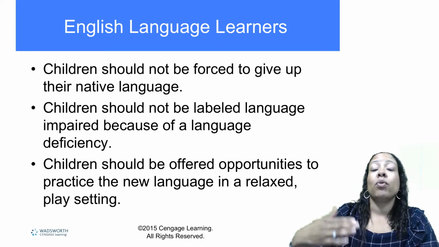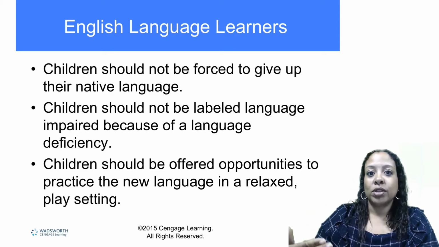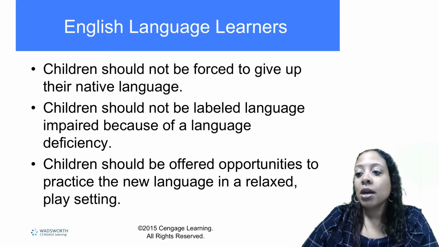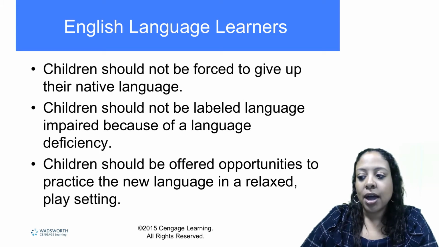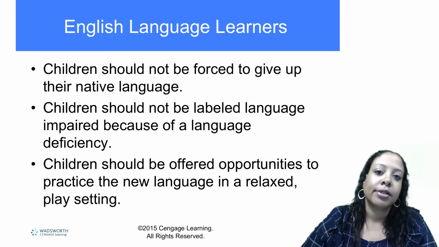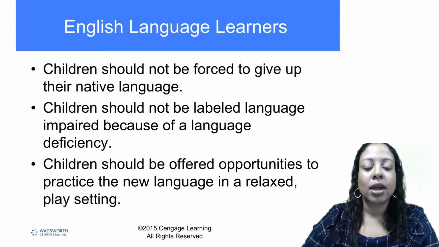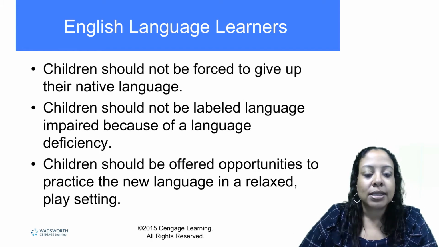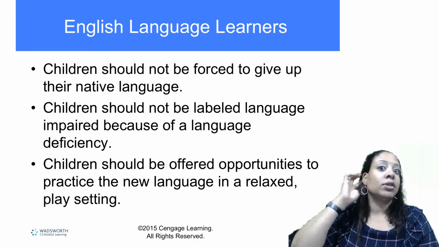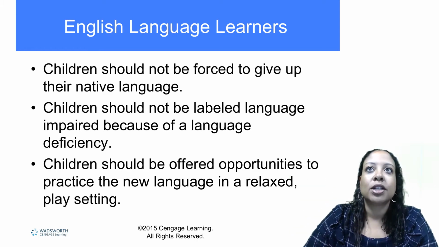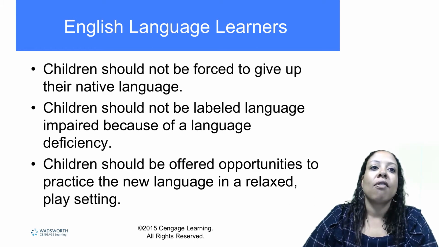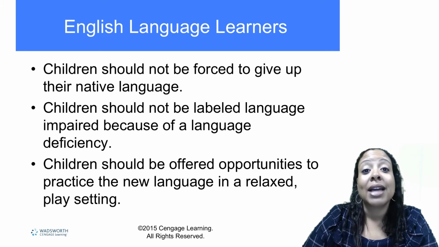We should look at multiple languages or a child being multilingual as an asset. And it's unfortunate that in some places that is considered a deficit. Oh, the child is not proficient in English. Oh, wow, this is going to be challenging. No, it's amazing that a child is coming with more than one language. That's a wonderful asset, which unfortunately a lot of us don't have. I wish that I was multilingual. So I think that's an amazing thing. And it's such a benefit to grow up speaking multiple languages. Children should be offered opportunities to practice the new language in a relaxed play setting.